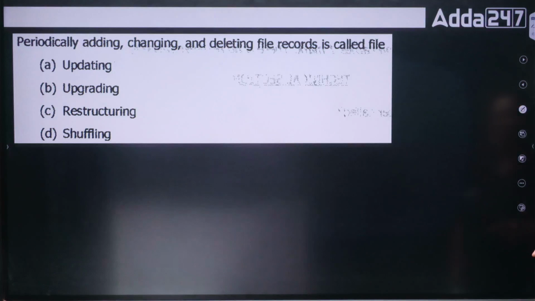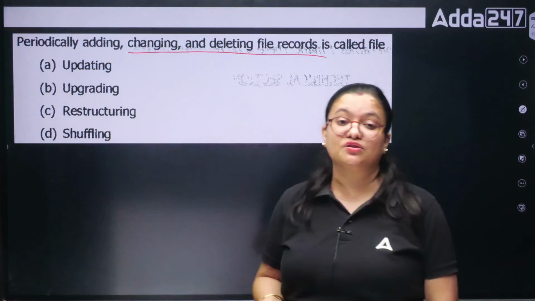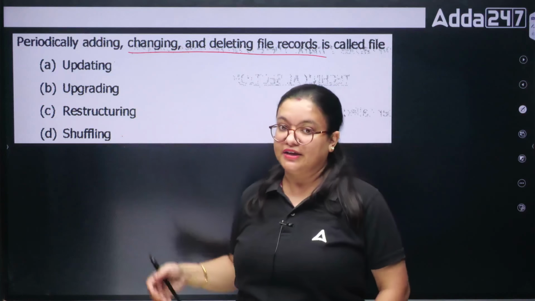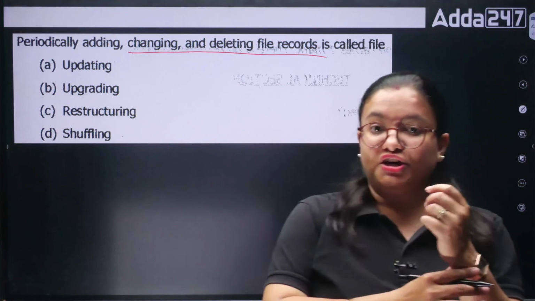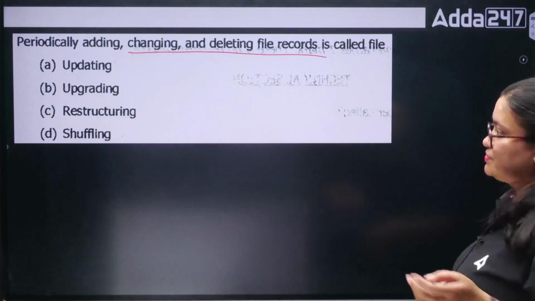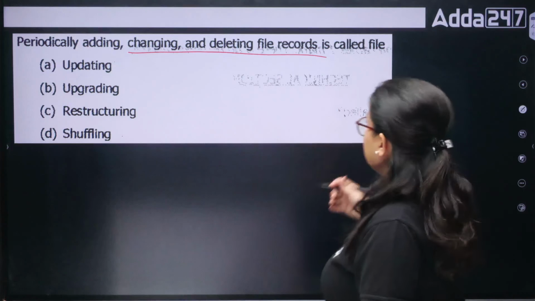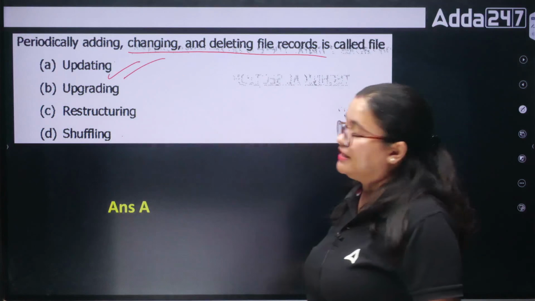Next question, periodically adding, changing and deleting file records. What is the definition of this? Is it updating, upgrading, restructuring or shuffling? When we talk about adding data, changing or deleting any file records, it is known as data updating.